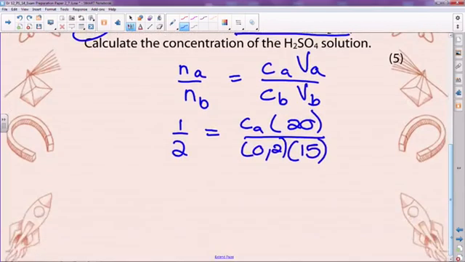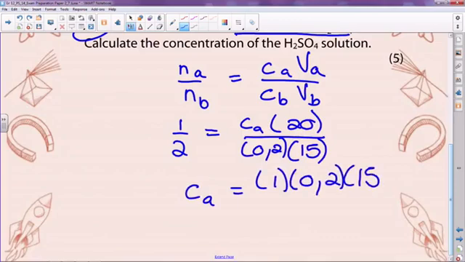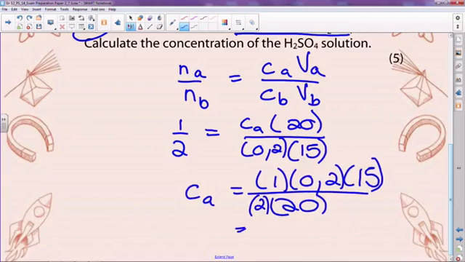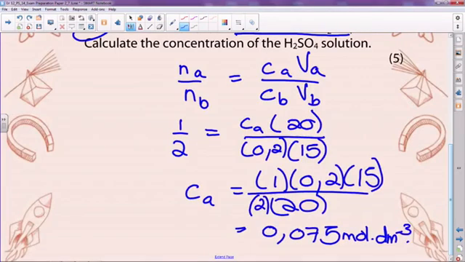This one's a little more difficult mathematically. So Ca, and we do our little, the 1 stays there. This becomes 0.2 times 15, all divided by 20 times 2. Don't forget the 2 in the front. And that gives me 0.075 moles per decimeter cubed. And now we all sigh relief and go, we're done.